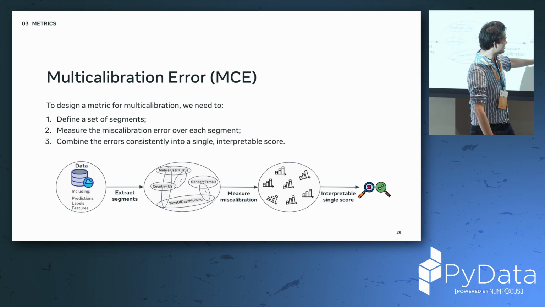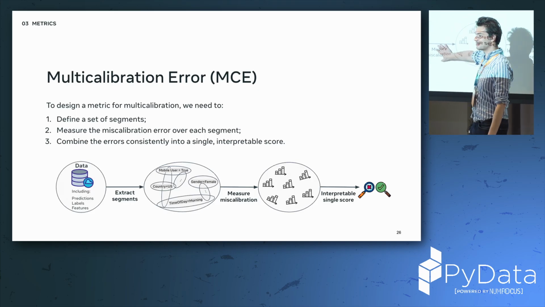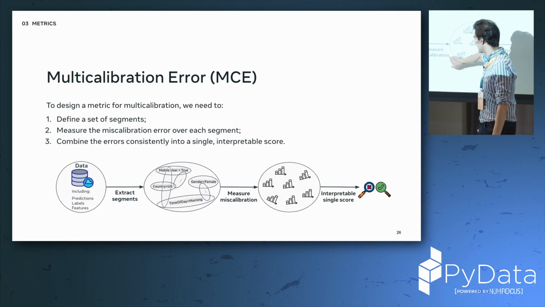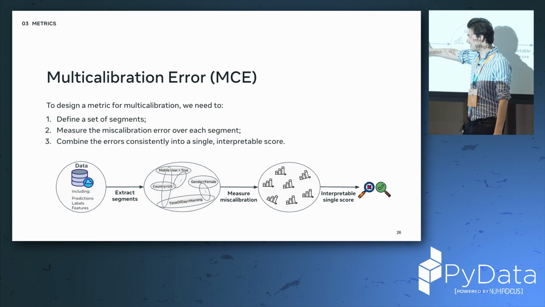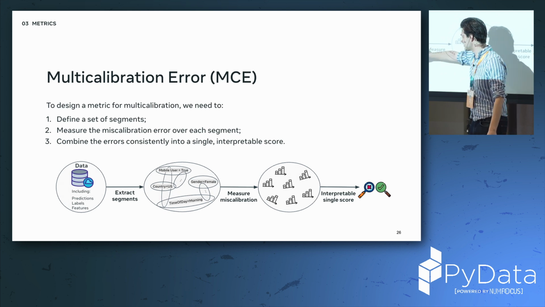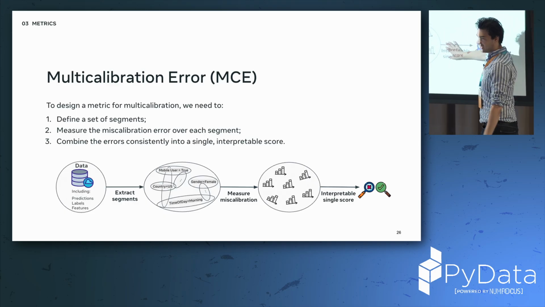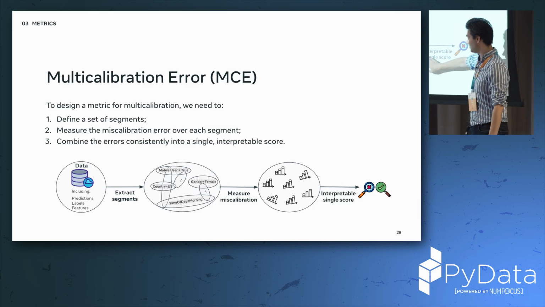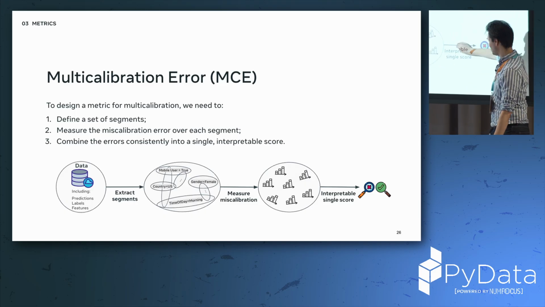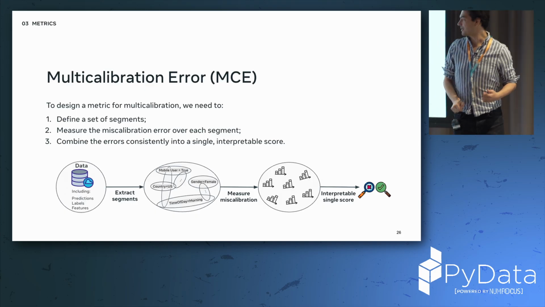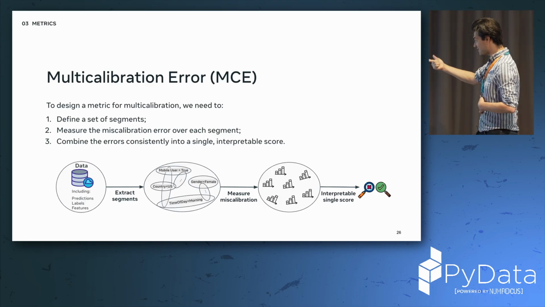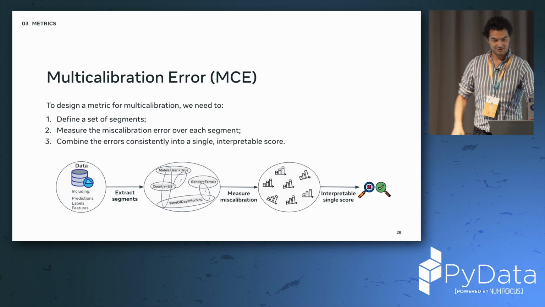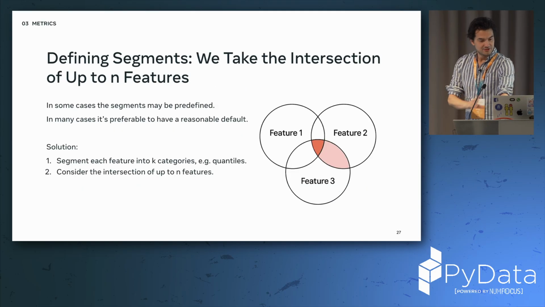And then actually, there's a third step. What if we have a whole set of calibration error measurements, one measured on each group that we decided to extract? How do we get a single metric out of that? Because here you just get a set of calibration errors, and we ultimately want one metric. So there are three steps: we need to make groups, we need to measure miscalibration on each group, and then we need to aggregate that into a single number. So how do we do these steps?